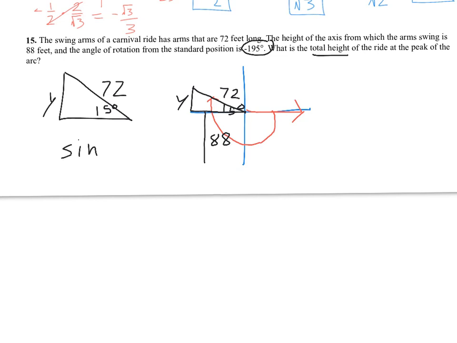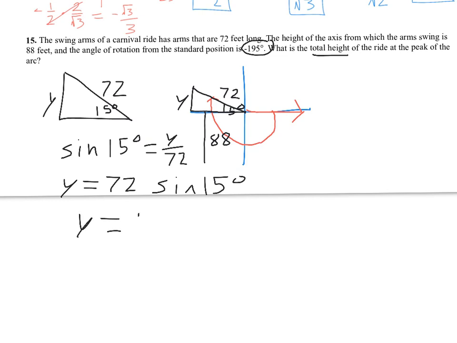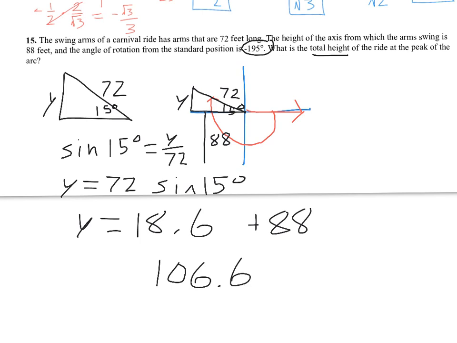Sine 15 equals opposite over hypotenuse, so this equals 18.6. Now we add 88 to that, and we get 106.6. And the units are in feet.